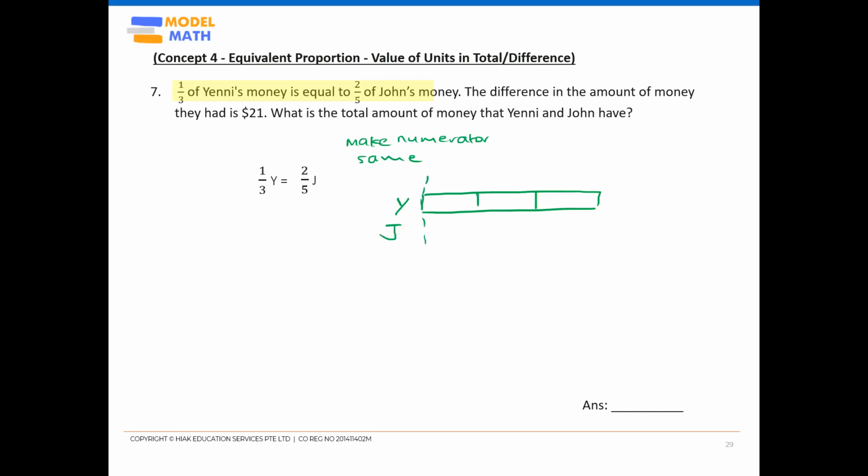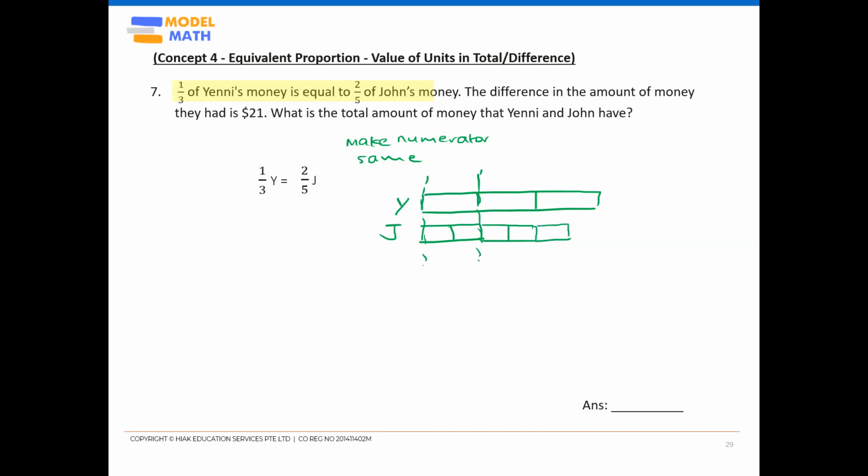Now, this 1 unit is Yenny's money, correct? 1/3 of Yenny's money is equal to 2/5 of John. That means it is equal to 2 units of John. As you can see, that's what I've segregated out. 1 unit of Yenny is the same value as 2 units of John. And of course, I go on to draw John's model, 5 units. He has 5 units altogether. 1, 2, 3, 4, 5.